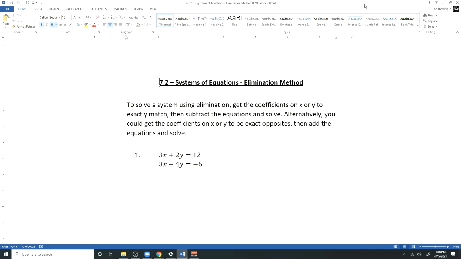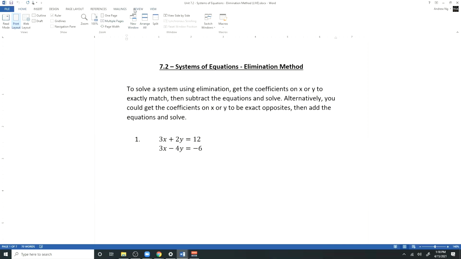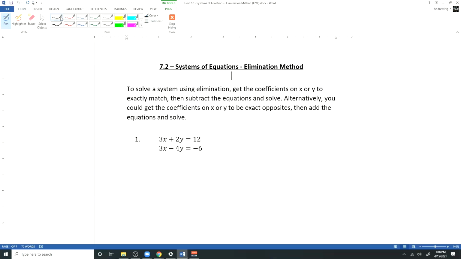Number one, I've got these two equations. I've got 3x plus 2y equals 12, and in the second equation, I've got 3x minus 4y equals negative 6. Go ahead and write down this first example. Now, it may be helpful to label your equations. So if you want, you could label this equation A, label this equation B.